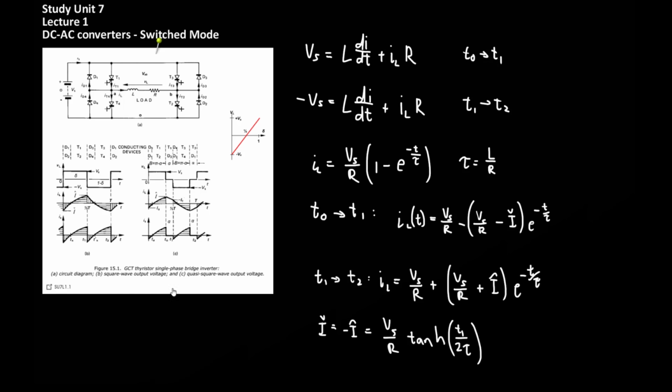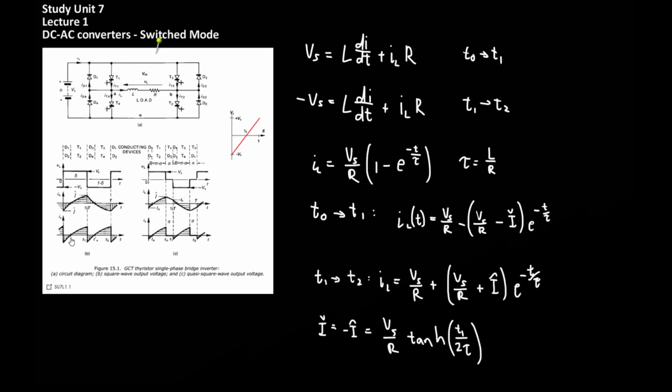Equating these two expressions at the boundary conditions allows I min and I max to be solved for, and the answer is that at the boundary conditions the current is given by Vs over R multiplied by the hyperbolic tan of T1 over 2 tau. It is also possible to determine at which point the current polarity will go from negative to positive when it passes through some time Tx.